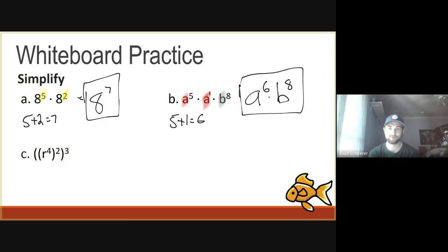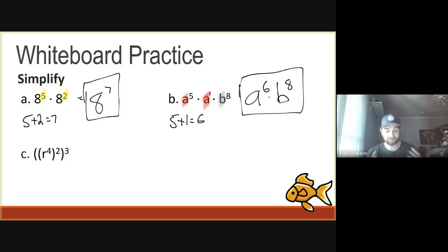That makes sense, hopefully? Because since they are different bases, we cannot add them together. We can't combine them. We can't combine separate variables. They must be like terms. We're basically combining like terms with expressions now and exponents. Okay, last one. Notice here, we need to do parentheses first.